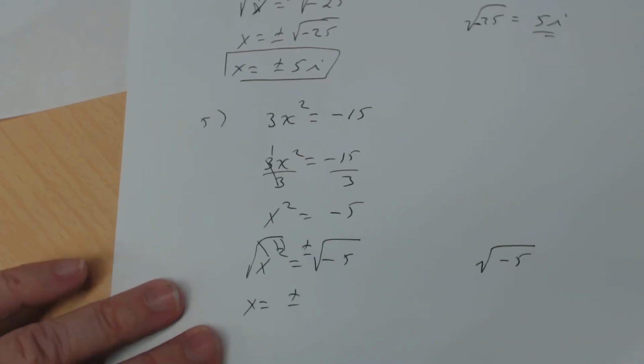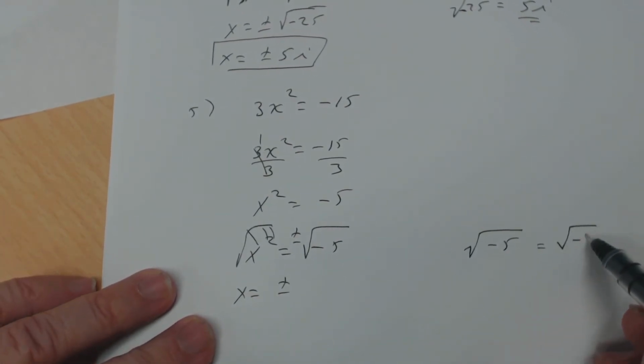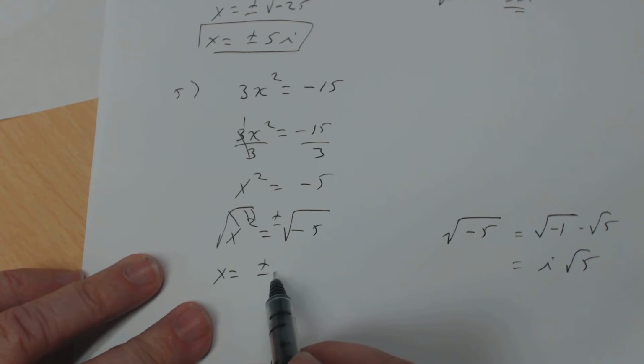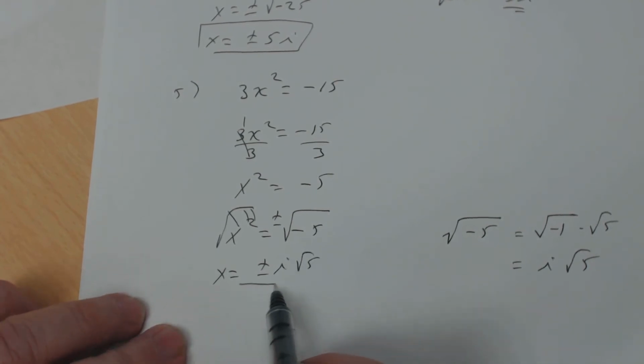So remember, the square root of negative 5 means the square root of negative 1 times the square root of 5. So that's i, the square root of negative 1 is i, times the square root of 5. So I get plus or minus i square root of 5.